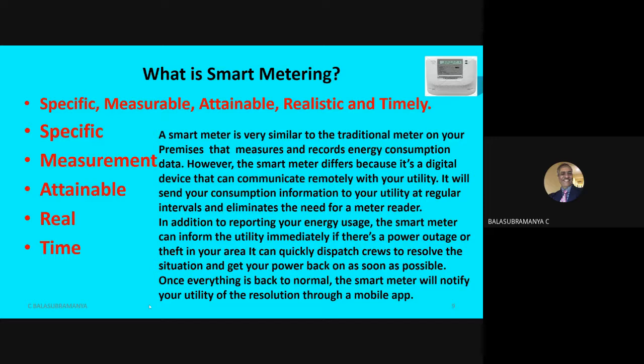However, the smart meter differs because it is a digital device that can communicate remotely with your utility. It will send your consumption information to your utility at regular intervals and eliminates the need for a meter reader. Meter reader is not required. In addition to reporting your energy usage, the smart meter can inform the utility immediately if there is a power outage or theft in your area.